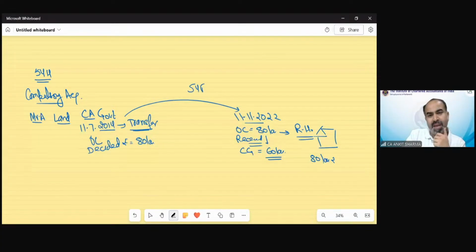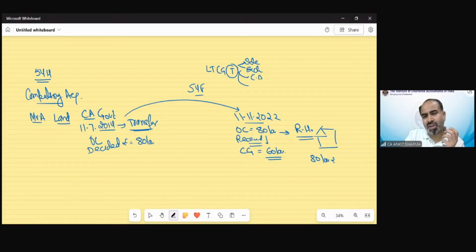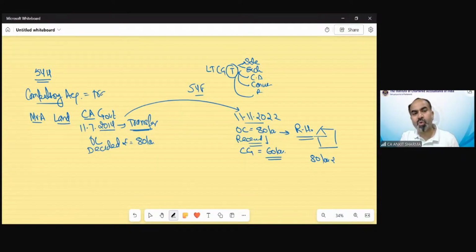54F can be applicable because it says any long-term capital gain on transfer. And transfer includes sale, exchange, compulsory acquisition, conversion of capital asset into stock in trade, relinquishment. Each and everything has been included in the definition of transfer. So compulsory acquisition is equivalent to transfer. That means section 54F exemption can be claimed.